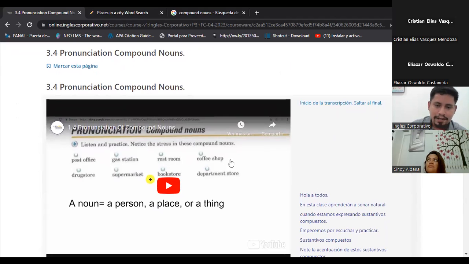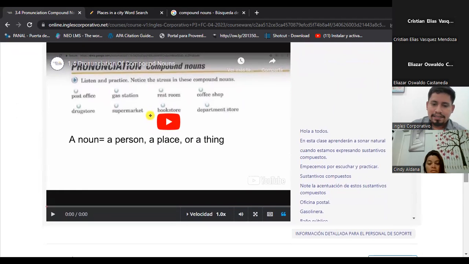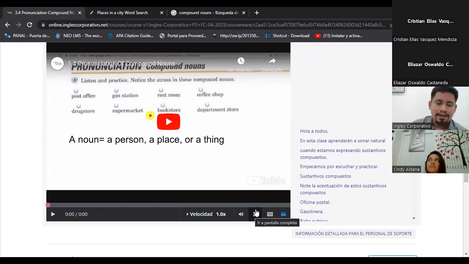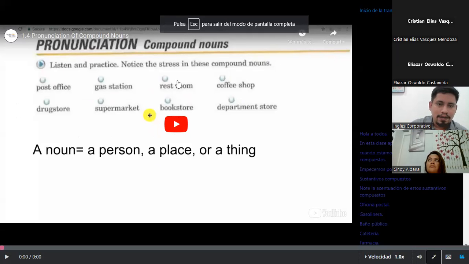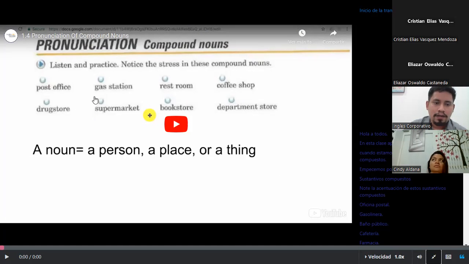Post office, gas station, restaurant, coffee shop, drugstore, supermarket, bookstore, and department store. Let's first watch the video, and then we're going to discuss the things that we see. Please pay attention because there is important information here as part of the aim of the lesson objective, which is a focus on pronunciation with the idea of sounding more natural. Pay attention because there are some elements that I consider important for learning.